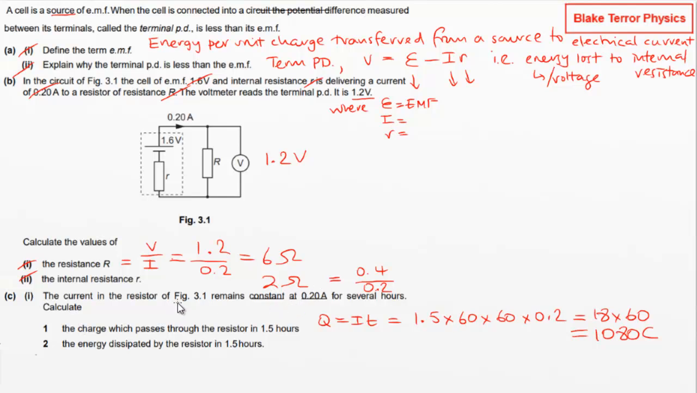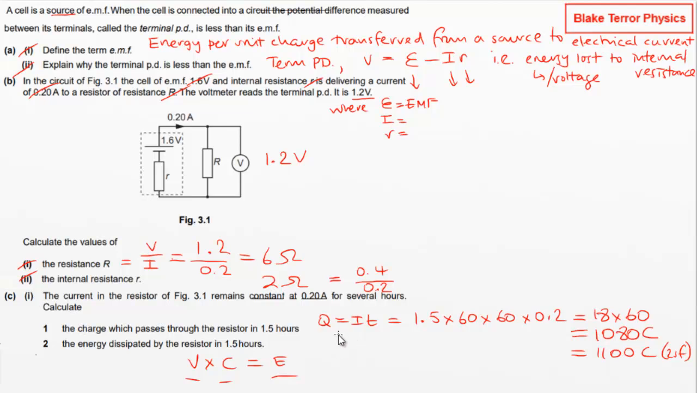All of this is two significant figures, so we go 1100 coulombs to two significant figures. The energy dissipated by the resistor in 1.5 hours. So the energy, remember the voltage is joules per coulomb. So if we take the voltage multiplied by the coulombs, then we're going to get the energy. That's what we're going to have on there. With slightly unconventional letters I've put there, but still we're multiplying this number of coulombs by the voltage.